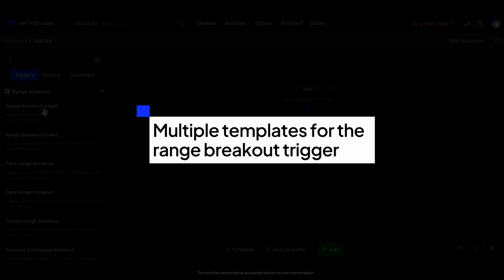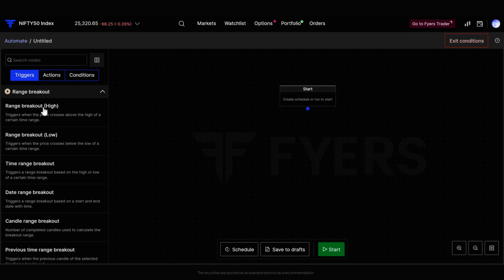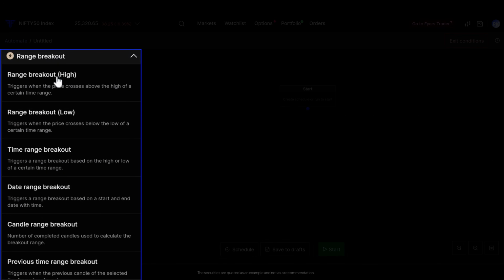We have multiple templates for the range breakout trigger. These templates are just configurations of range breakout trigger for easy setup. Note that you can change the configurations anytime based on your preference from Edit. Now, you can select any of the configurations.